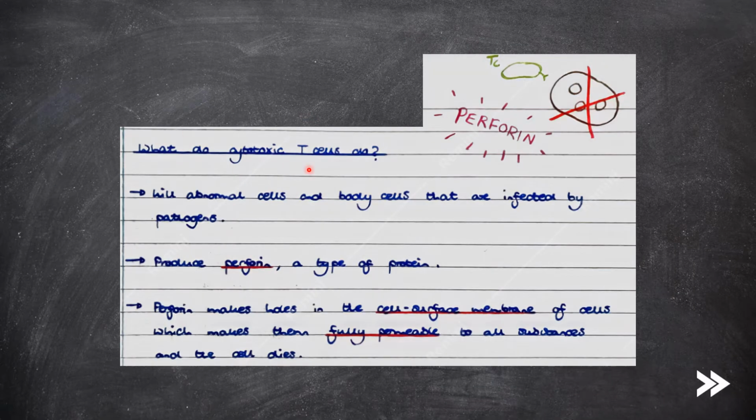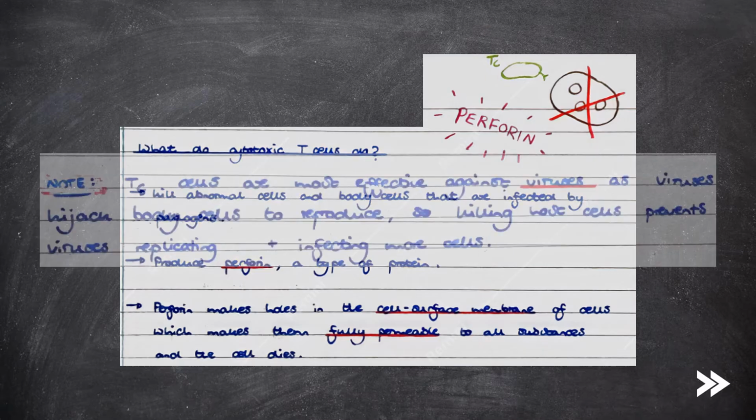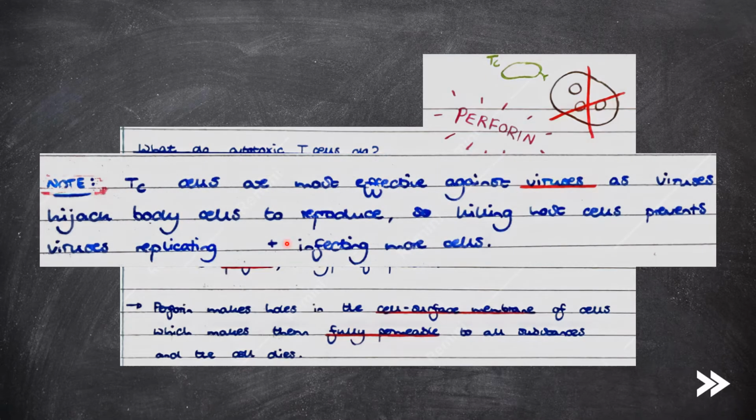So what do cytotoxic T cells actually do? Cytotoxic T cells kill abnormal cells and body cells that have been infected by pathogens. They produce perforin, which is a type of protein. This perforin makes holes in the cell surface membranes of cells, which makes them fully permeable to all substances, and the cell dies. Note that cytotoxic T cells are most effective against viruses, as viruses hijack body cells to reproduce, and therefore killing host cells prevents viruses from replicating and going on to infect more cells.